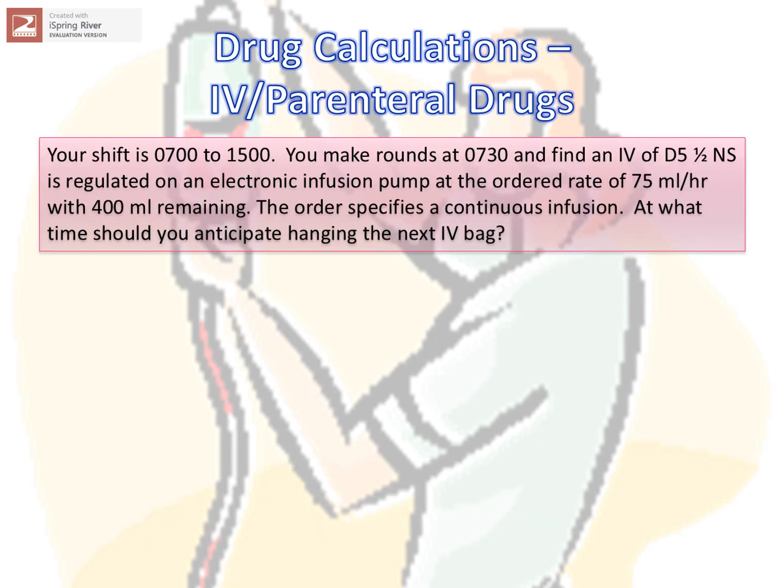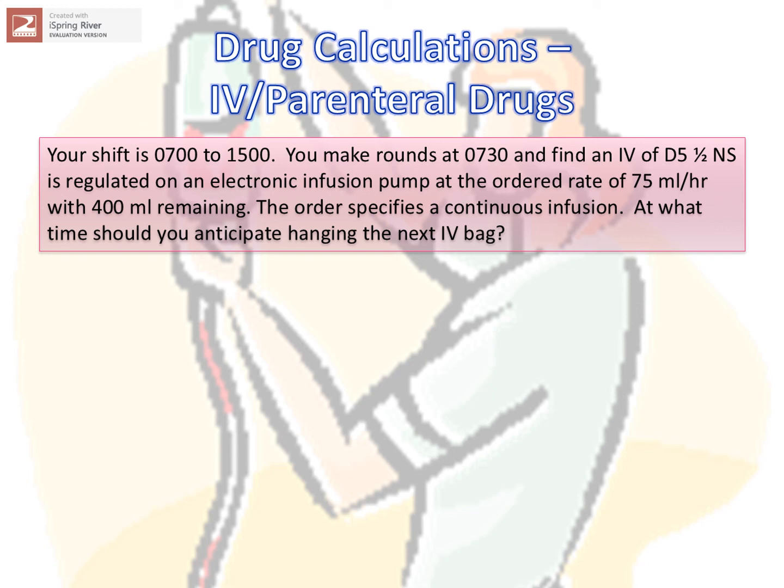Okay? This next one is going to take a little more work, and it's not one you will see very often, but occasionally you will see it on some of your drug calculations exams, and I want to make sure that you're able to figure out how to do it. So your shift is 0700 to 1500. You make rounds at 0730.